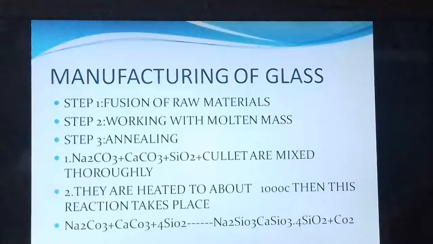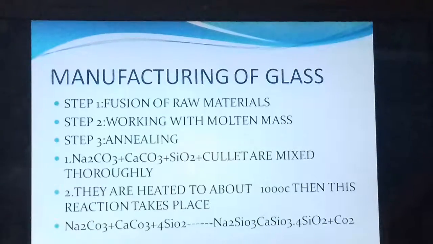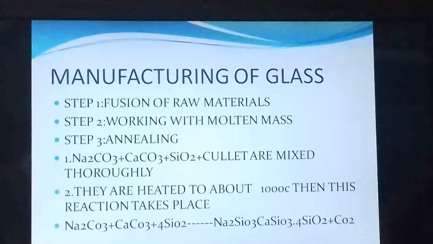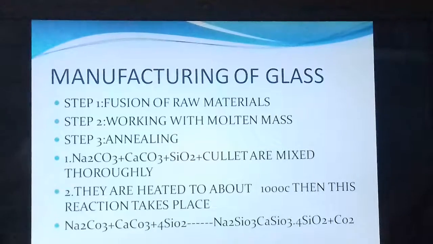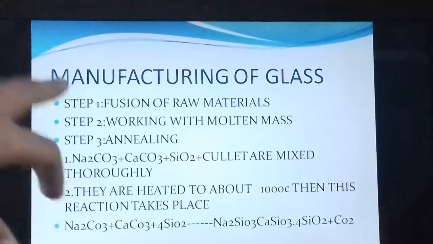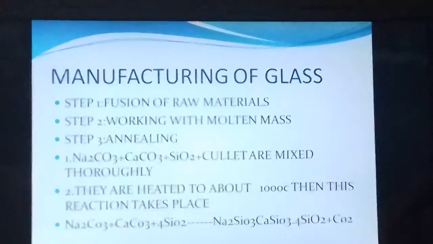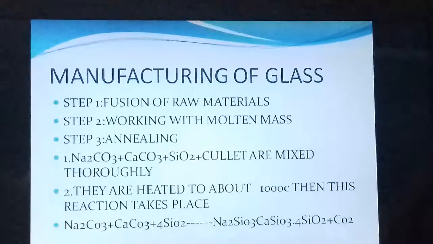Manufacturing of glass has three steps. First is fusion of raw materials. Second is working with molten glass. Third is annealing. First, in the diagram you will understand better.